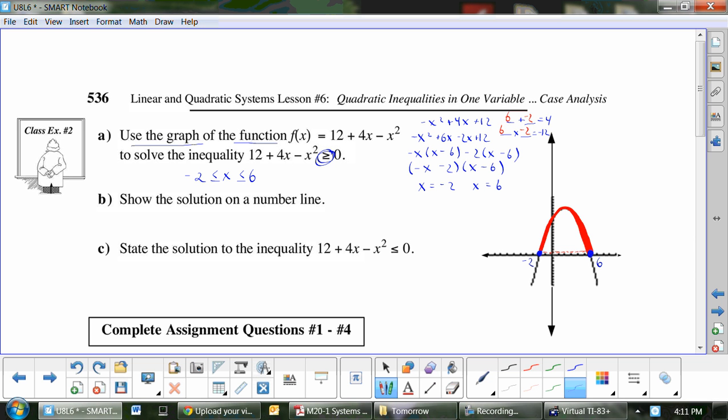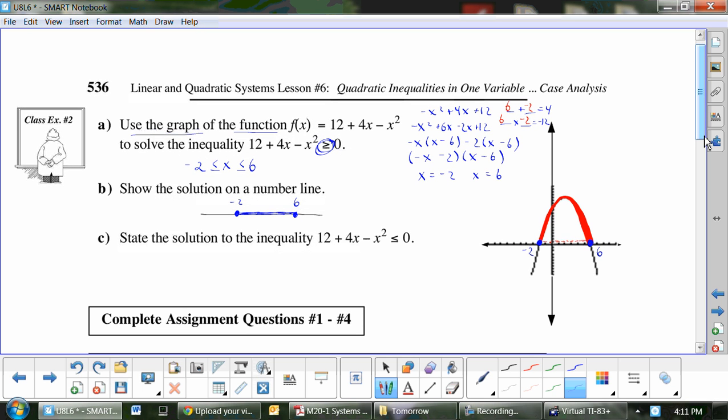Okay? So then they ask us to show the solution on a number line. So we know that it's going to include negative 2, so we use a nice filled in circle, and include positive 6. And we know that it's going to be in between the two. So we can draw it like that.